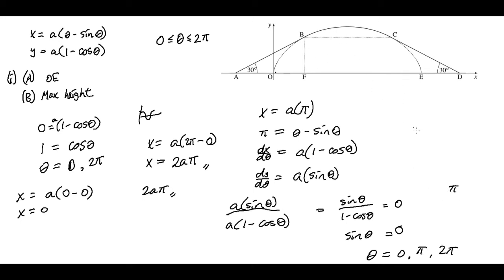So put this parametric variable into y to get the max height. We get y equals a times 1 minus cos pi. Cos pi is -1, so you get 2a. So that's the max height.